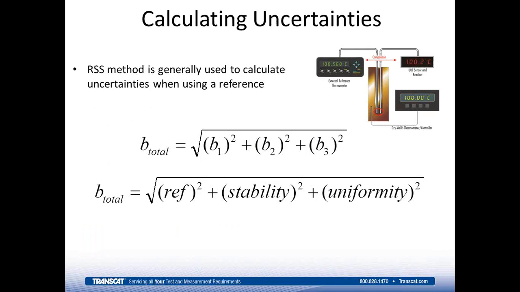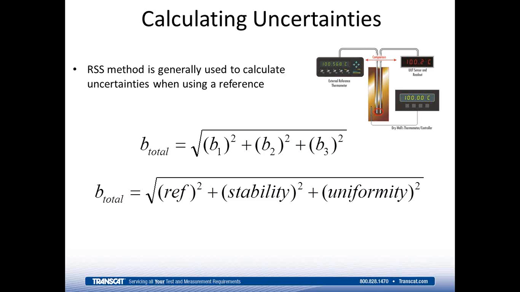So let's talk a little bit about calculating uncertainties. We talked about all these uncertainties and all the errors that get plugged into the measurement system that we're working on. The RSS method, or root sum squared method, is generally the most acceptable way to account for uncertainties when using dry block calibrators.